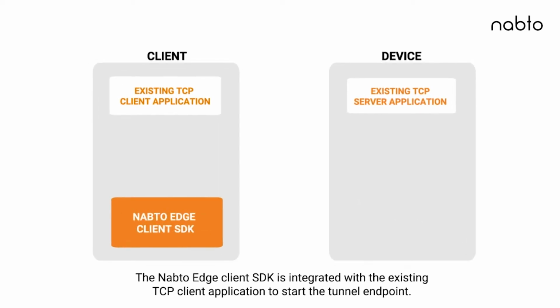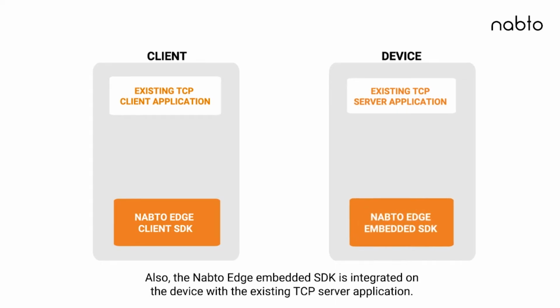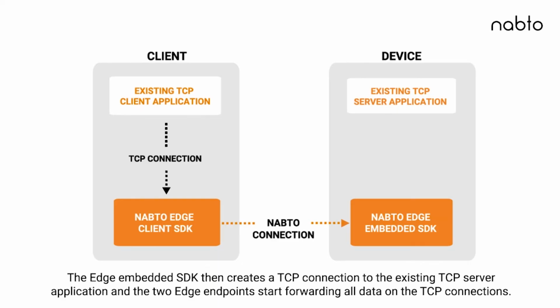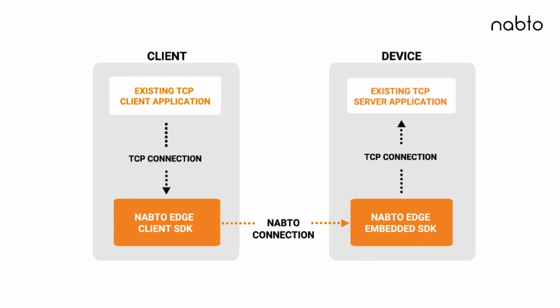The Nabto Edge Client SDK is integrated with the existing TCP client application to start the tunnel endpoint. Also, the Nabto Edge Embedded SDK is integrated on the device with the existing TCP server application. When the client application creates a TCP connection to the Edge Client SDK, a Nabto connection is automatically established. The Edge Embedded SDK then creates a TCP connection to the existing TCP server application, and the two Edge endpoints start forwarding all data on the TCP connections.